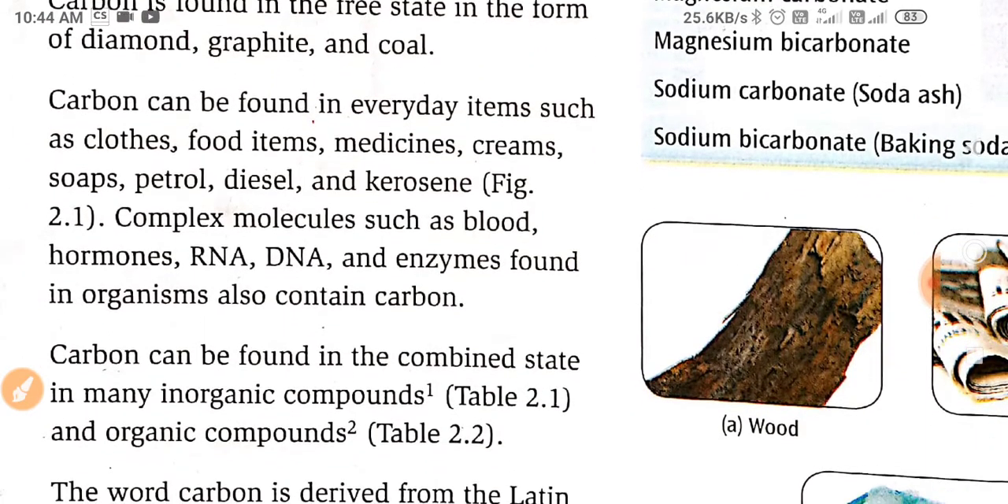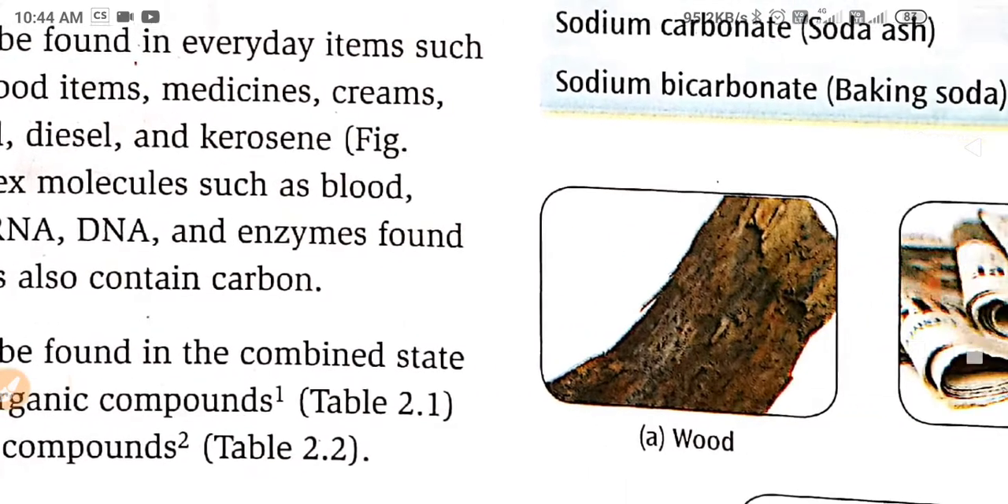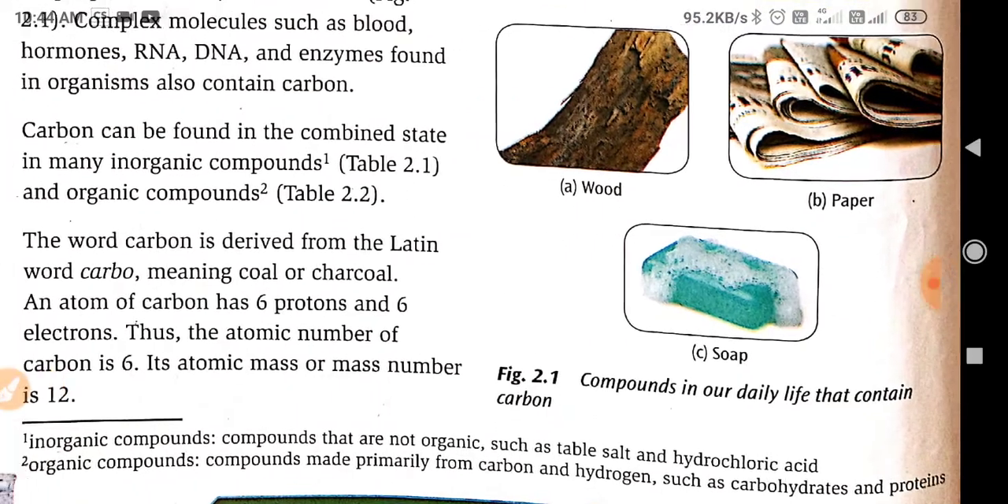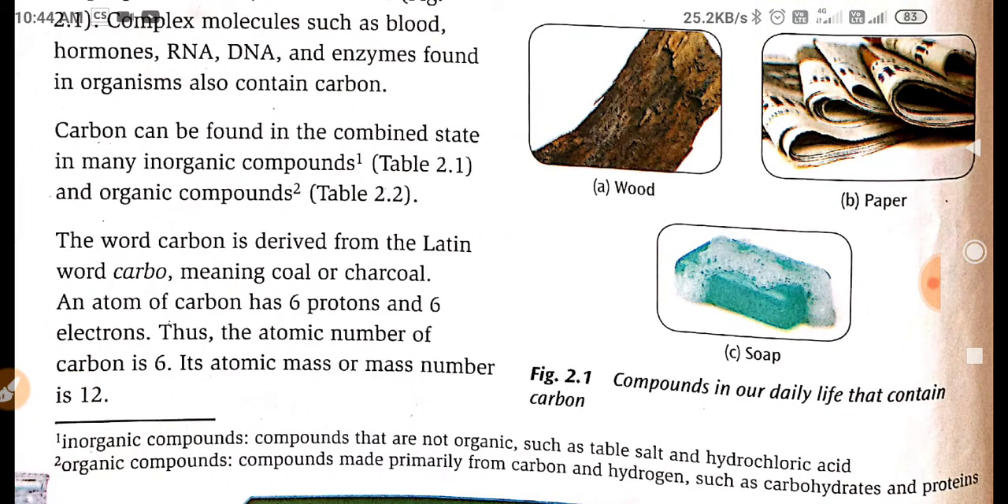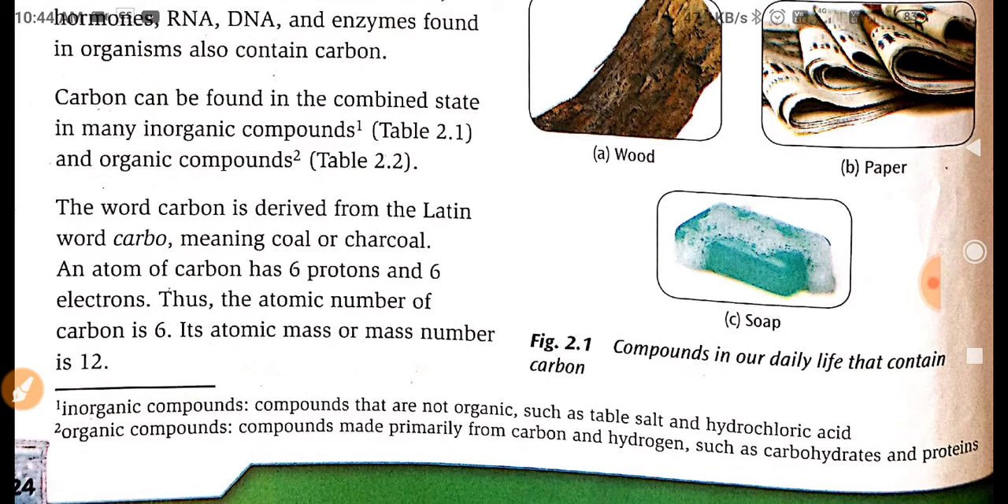Carbon can be found in everyday items such as clothes, food items, medicines, creams, soaps, petrol, diesel, and kerosene. Okay, if you see figure 2.1, compounds in our daily life that contain carbon. In wood, carbon is present, in paper also carbon is present because it is made up of wood, and in soap also carbon is present. Okay, so carbon can be found in the combined state in many inorganic compounds and organic compounds.